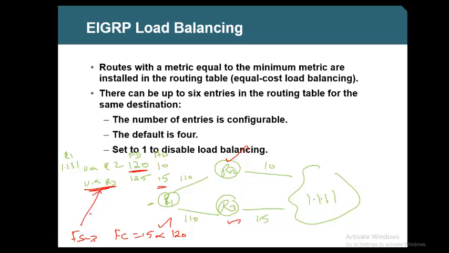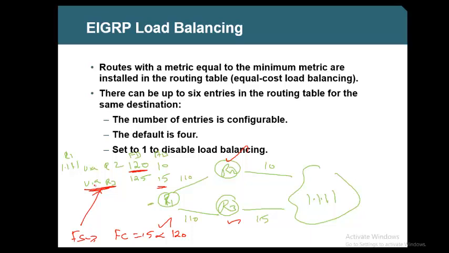Only when you have a feasible successor, where will you have the feasible successor? In the topology table. Only when you have a feasible successor, you can tune variance in order to get unequal cost load balancing. But I'm telling you again, if you don't have a feasible successor in the topology table, whatever the variance you configure, it's of no use.